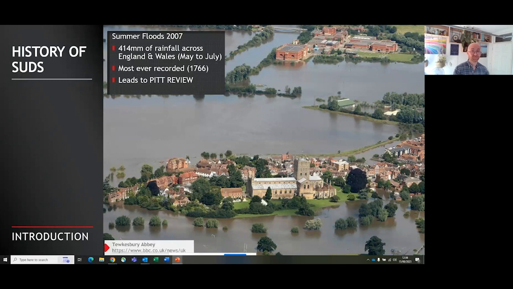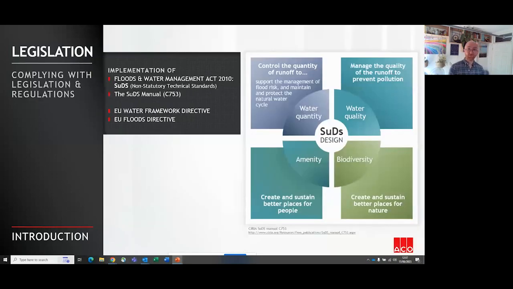And this led to something called the Pitt Review, and this was focused on flood risk management. And shortly after the Pitt Review, the Flood and Water Management Act was released and enforced. And then the latest guidance for SuDS design, which was the non-statutory technical standards, was released in 2015.